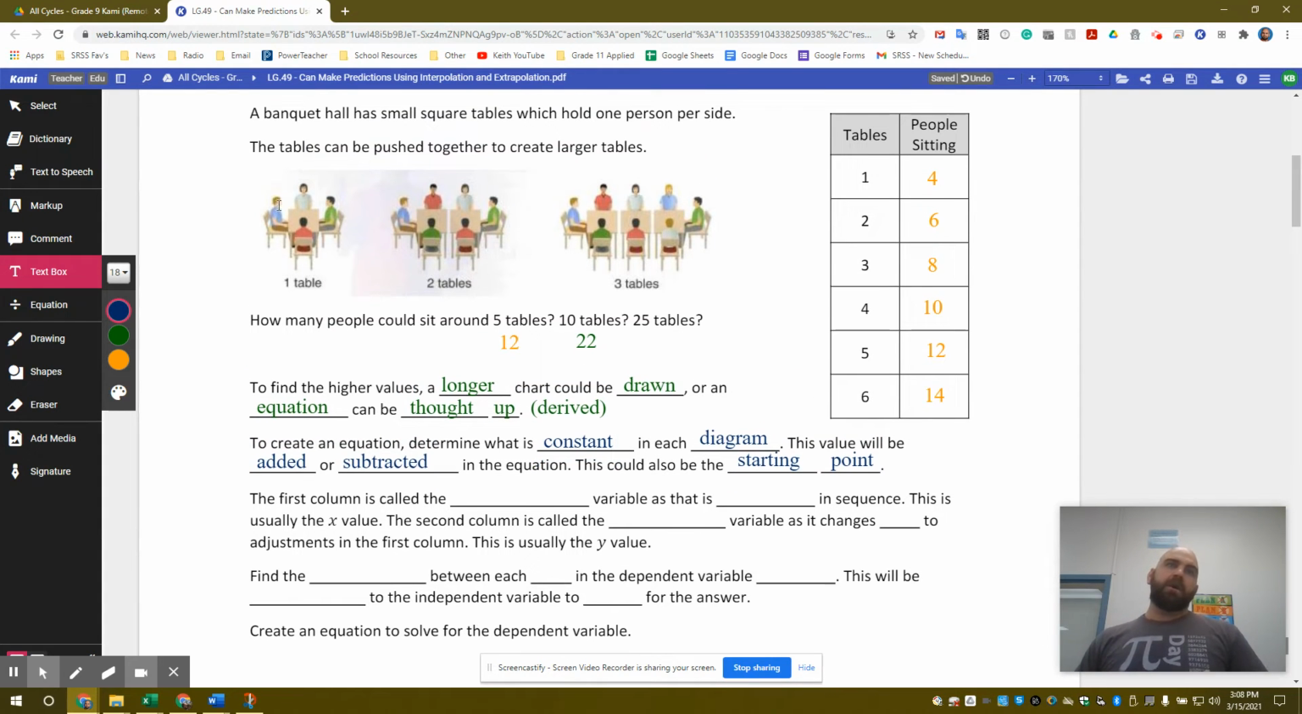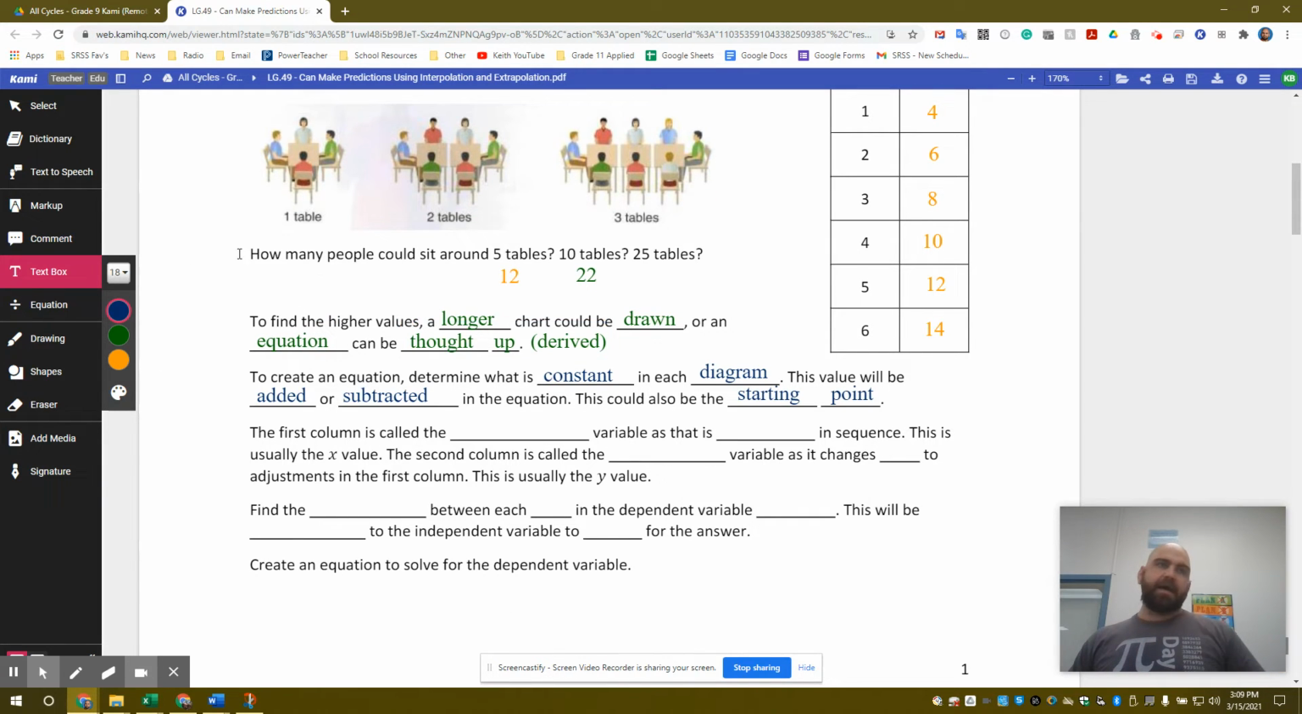In this case here, we know that there's the blue person and the green person here, blue person, green person, blue person, green person. They're constant. They're in every single one. Whereas on the other sides of the table, we're always adding 2 every time. So in this case here, our constant would be 2. Okay, our constant is 2.